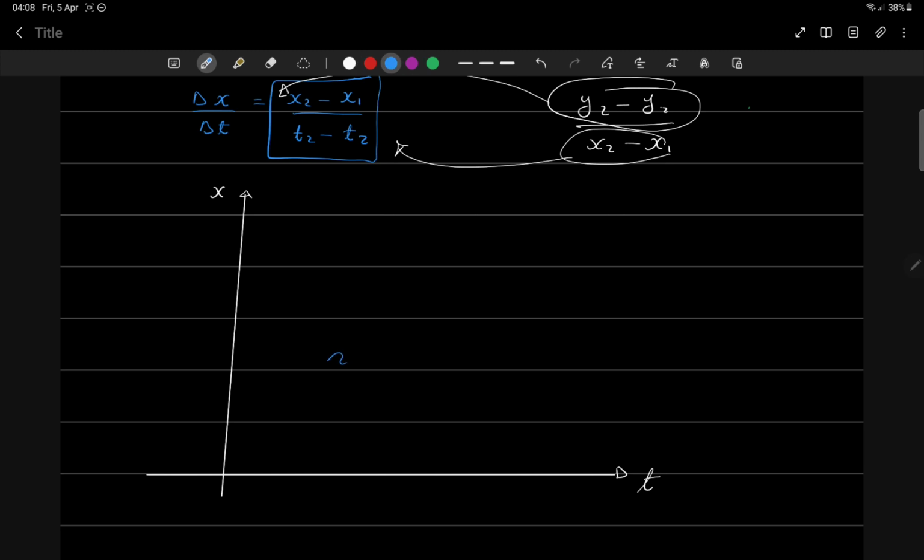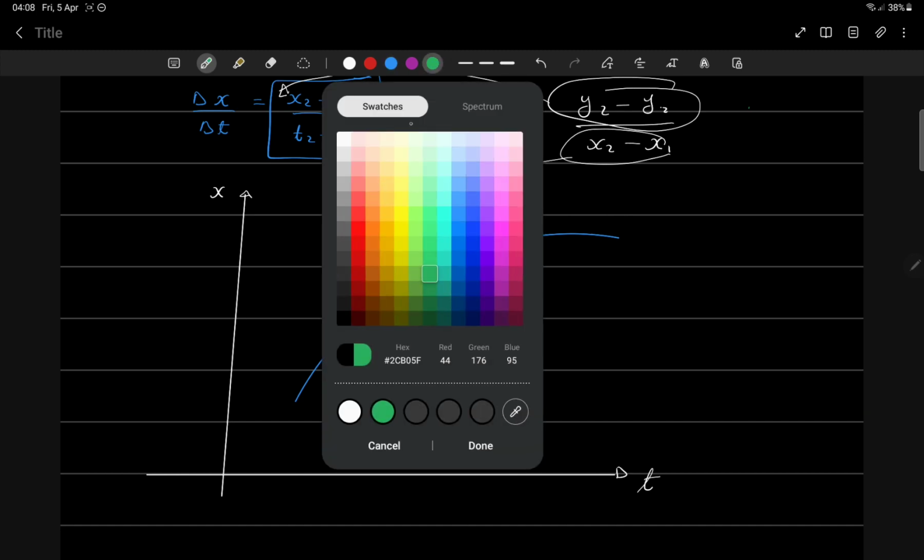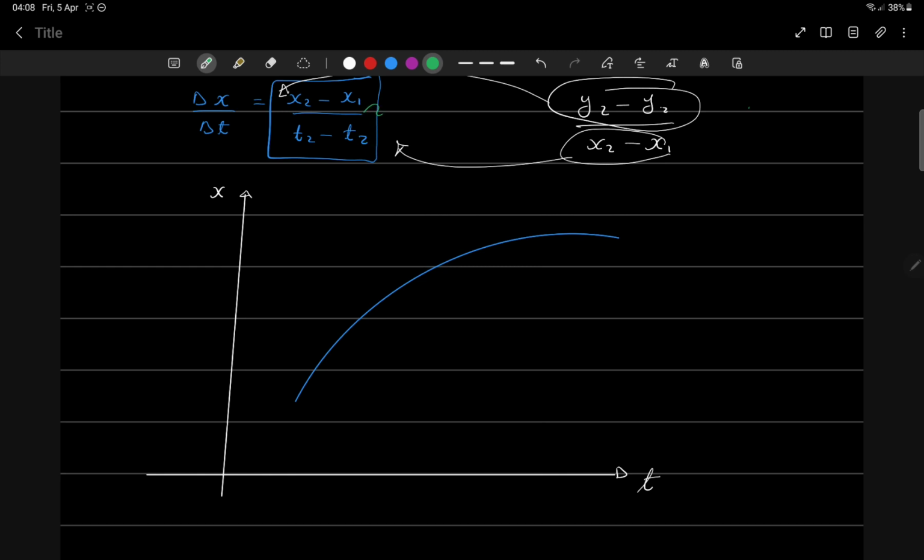If I have a motion that looks like this, and I want to find the average velocity for this motion, all I need to do is find the slope of this curve. But we're talking about an average velocity, not a velocity at a certain point.